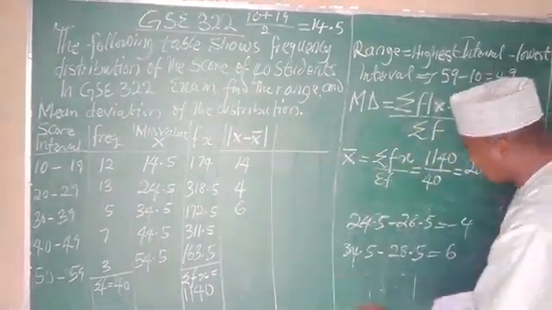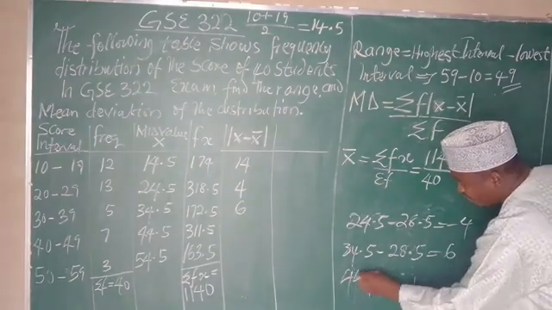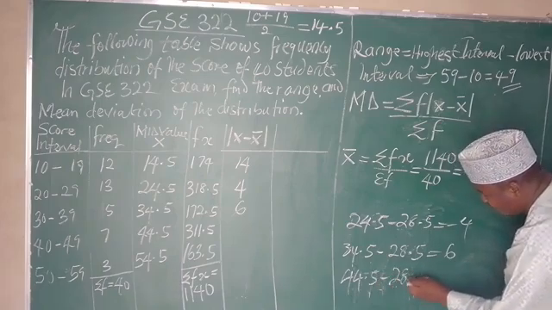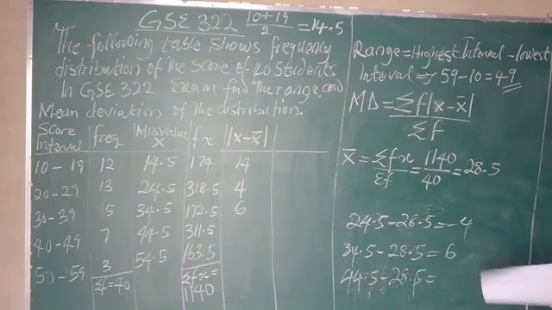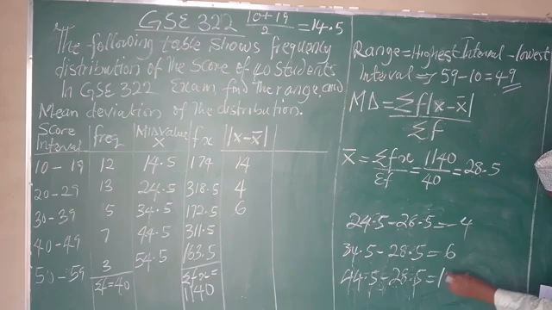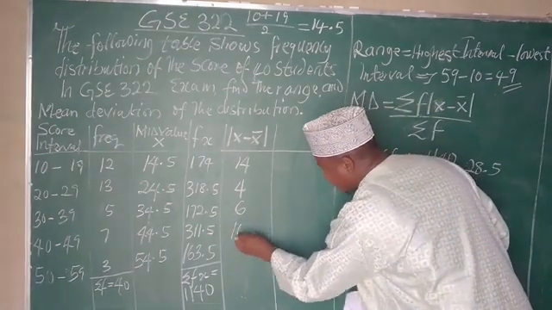Then the next one is 44.5 minus 28.5, which is the mean. And when we do that, we are going to get 16. Then we should write our 16 here.